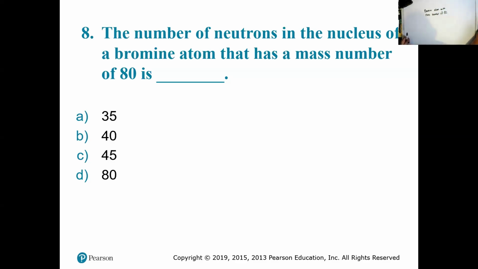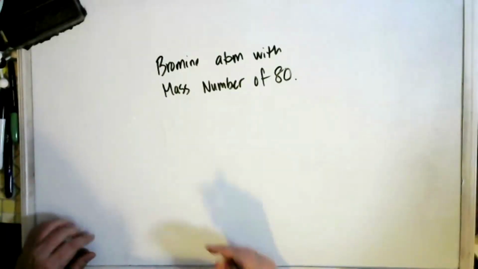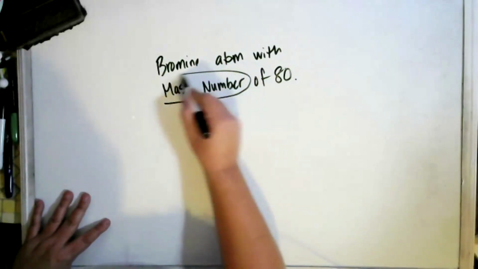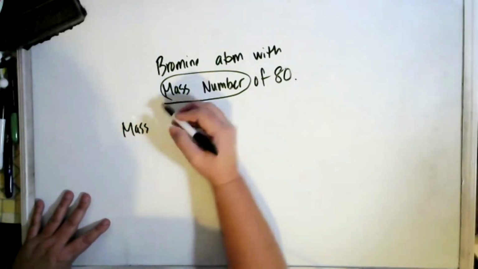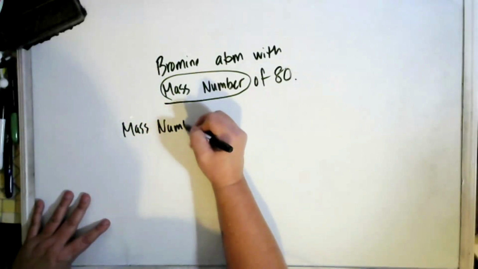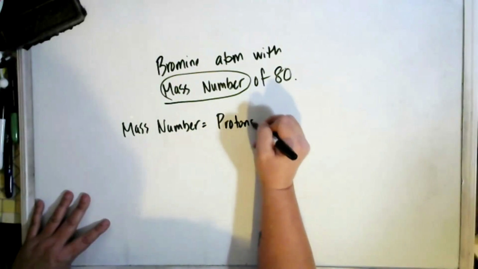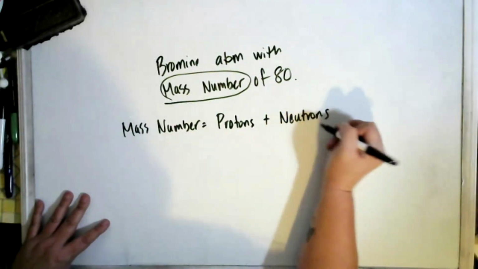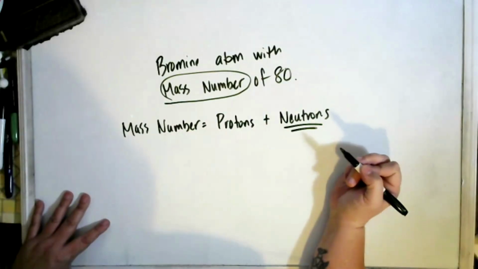All right, and we're looking for the number of neutrons. The first thing that we're going to do is remember what mass number means. When we're trying to find the mass number, that means we're adding together the protons plus the neutrons. This question's asking us to find the number of neutrons.